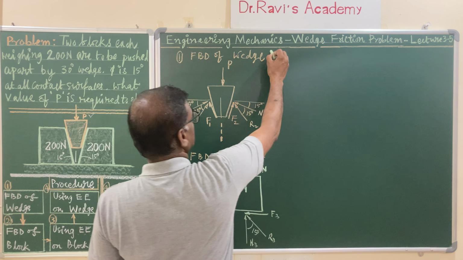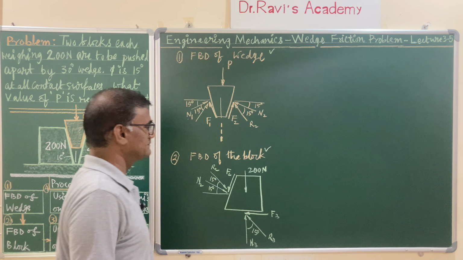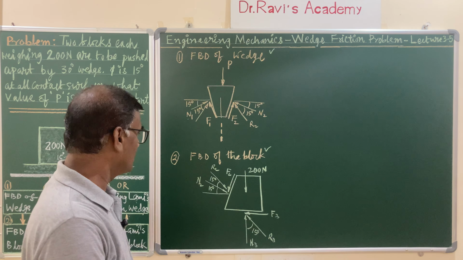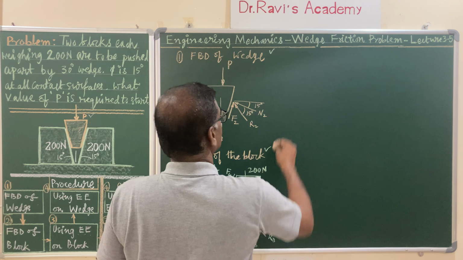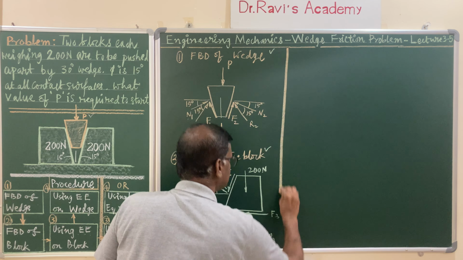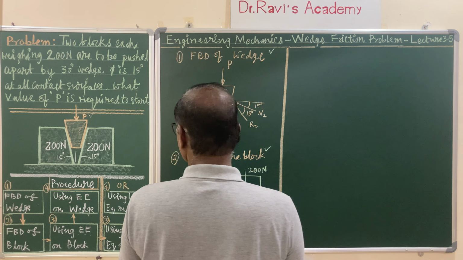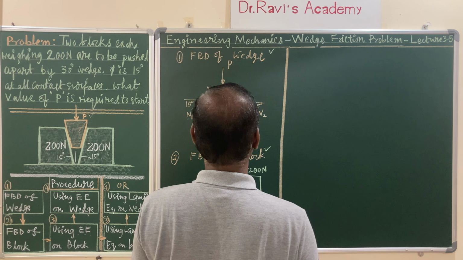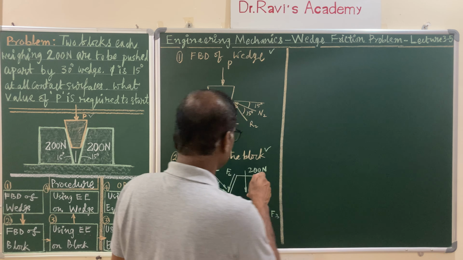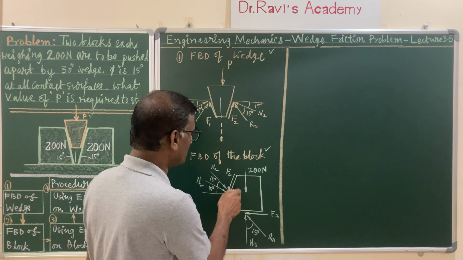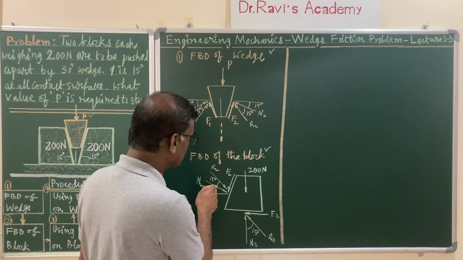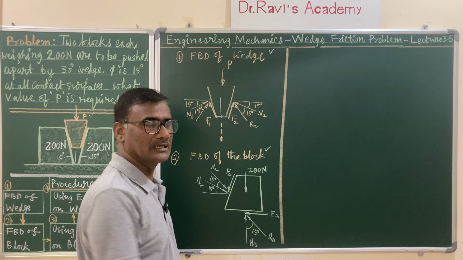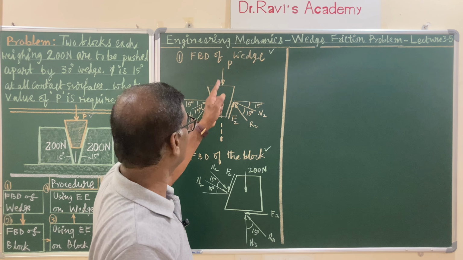So step 1 is the free body diagram of the wedge, and step 2 is the free body diagram of the block. Now let us proceed to step 3, which is using equations of equilibrium. You will apply the equations of equilibrium on the block and calculate the contact force, that is R2. Then you go back to the analysis of the wedge in order to calculate the force P.